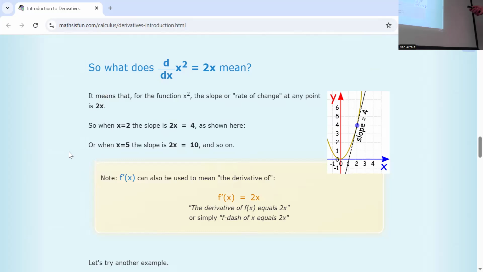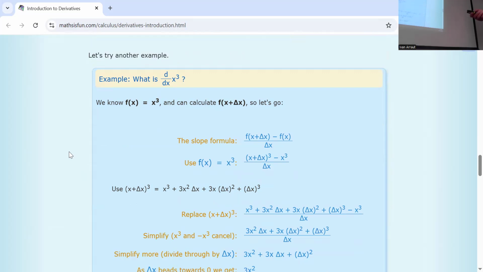These things will be explained here. I will share these notes later, subsequently, and you also have the video. I will not ask you to evaluate derivatives in this form. This is the rigorous way to do it. But for example, if you want to evaluate the derivative of x to the cube, let's do it here.